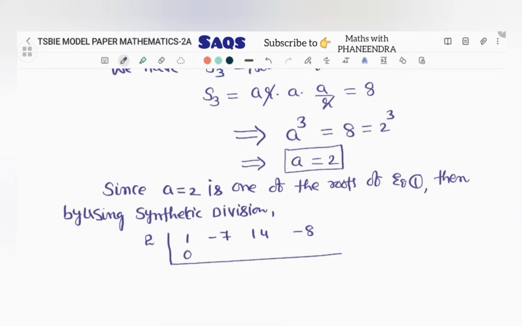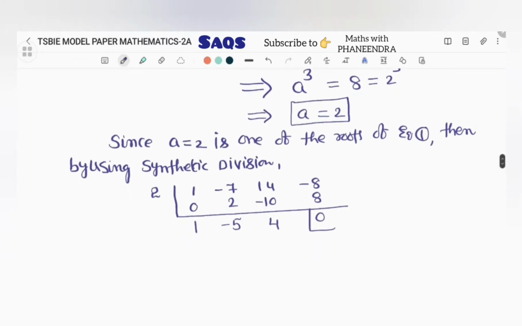So first here you have to put 0, add 1 plus 0, 1 and 0, so it will become 1 into 2, 2. Adding these two, minus 7 plus 2 is minus 5, minus 5 into 2 is minus 10, so here plus 4 will come. Adding 14 and minus 10 gives 4, 4 2s are 8, so 0 will be there. So we got the cubic equation reduced to a quadratic equation.